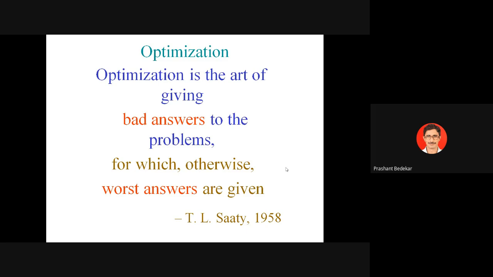So we can say that optimization is the art of finding the best solution under given circumstances. We will come to this definition also afterwards, and we will see what is the meaning of circumstances and all that. But basically it is the art of giving the best answer, finding the best solution. And when we say that, definitely we are sure that we have more than one solution, more than one answer.